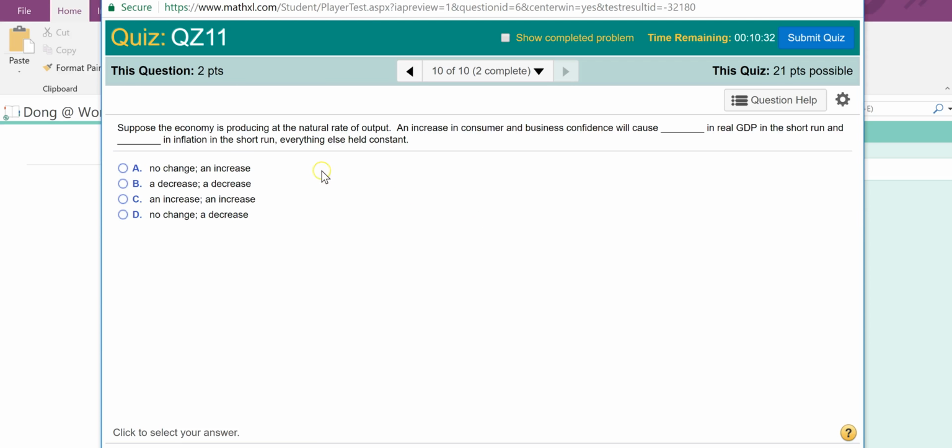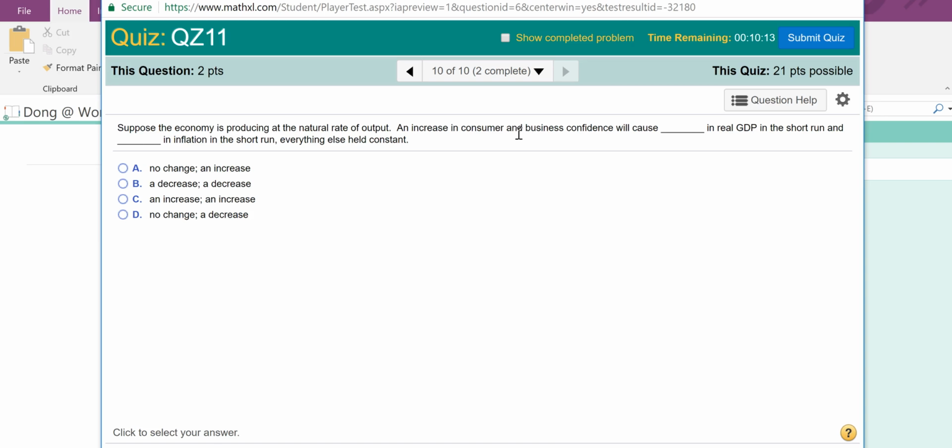This is question 10 of QZ11. Suppose the economy is producing at a natural rate of output. An increase in consumer and business confidence will cause... The increase in consumer and business confidence will qualify as a demand shock, right?